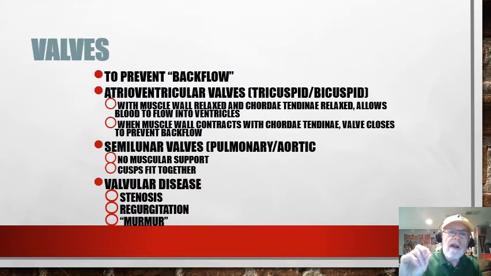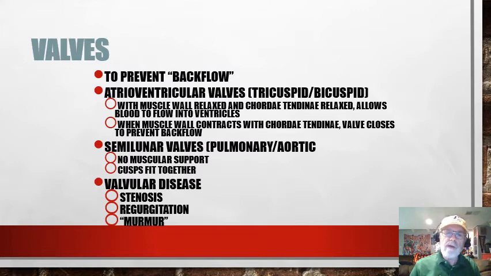So we know we have our atrioventricular valves, which are my tricuspid valve between the right atrium and the right ventricle, and my bicuspid valve, which is between the left atrium and the left ventricle. The bicuspid is also known as the mitral valve. Again, we talked about how they're attached in the ventricle by these chordae tendineae and these little papillary muscles. They help them to close, and that's what allows those valves to close.